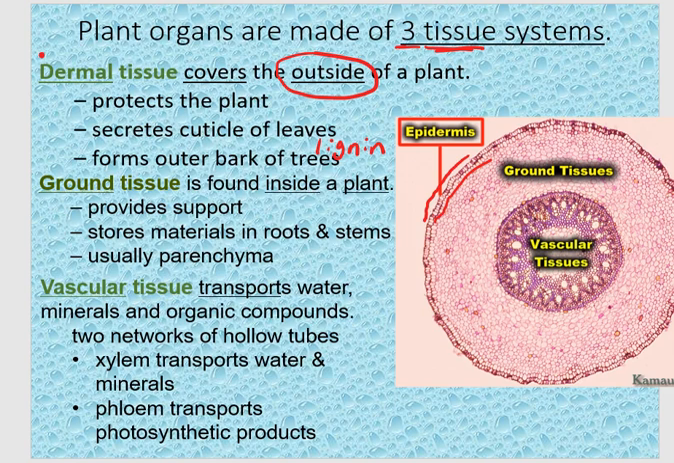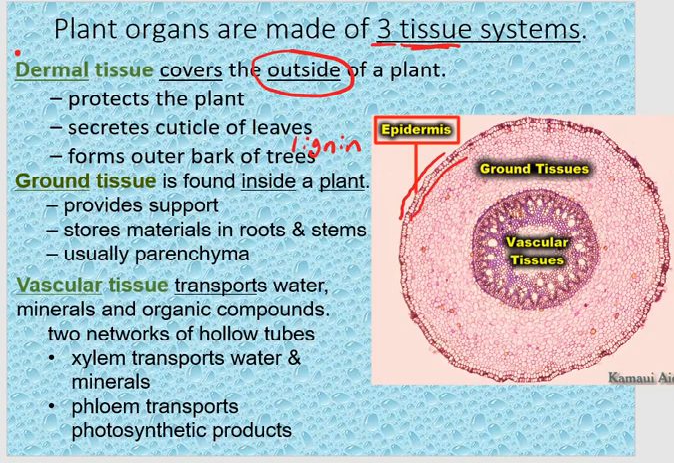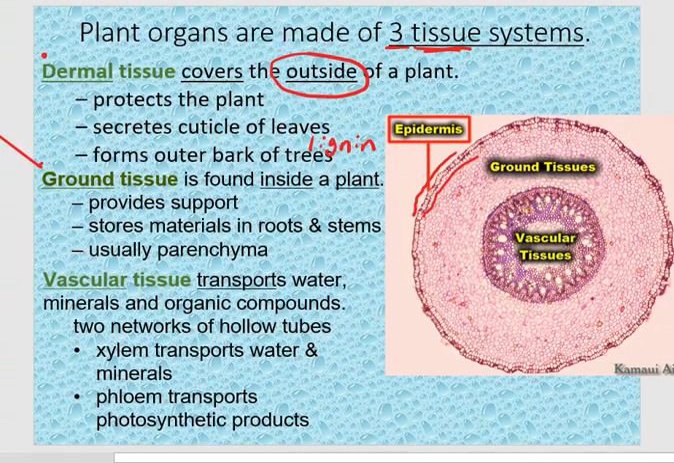All right. The next layer moving in is the ground tissue. Ground tissue provides support. This will be almost like, you could say, our muscles. You know, we go from skin to muscle, and eventually we get down to bone. So the ground tissue here is for support. It stores materials. And it's usually made of parenchyma cells.